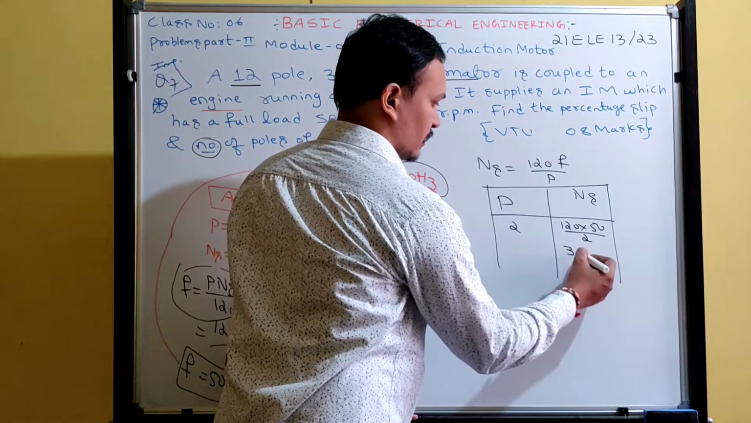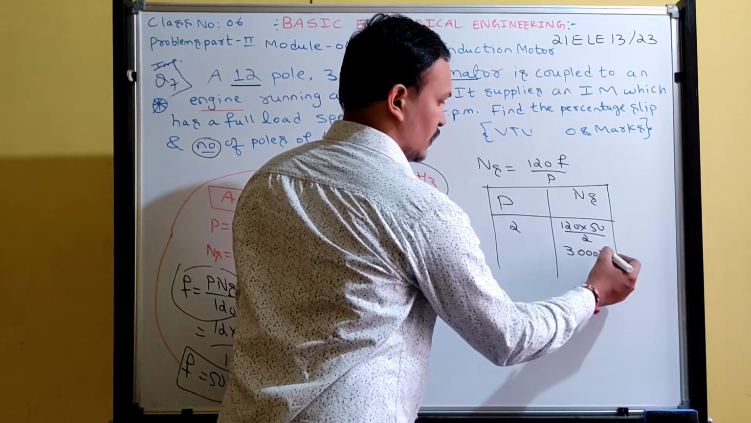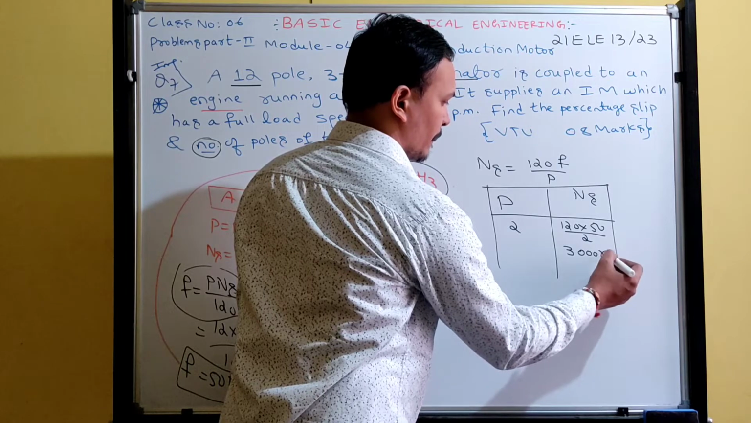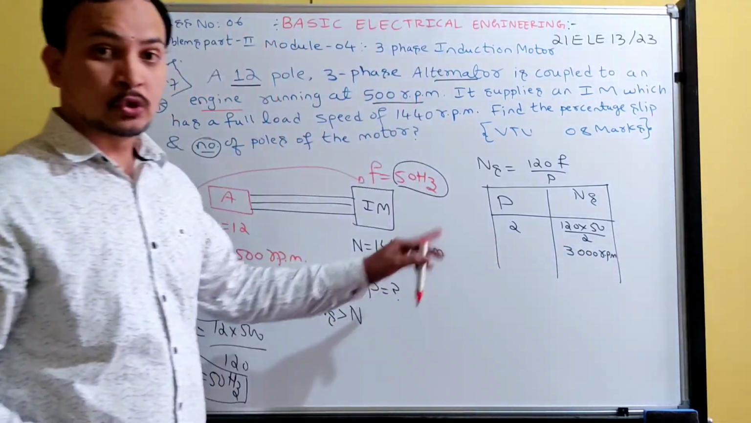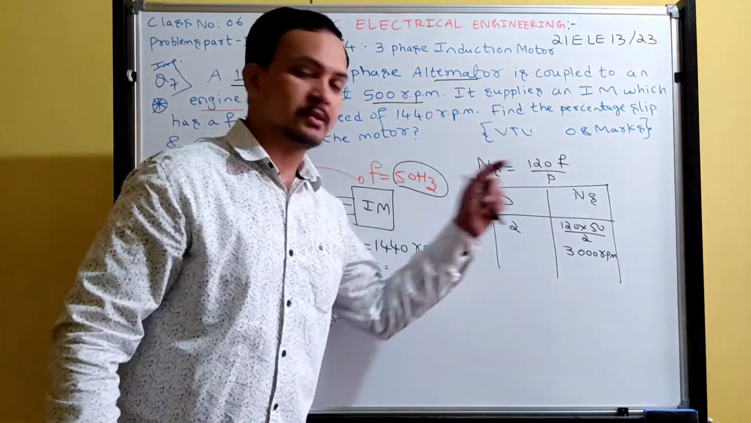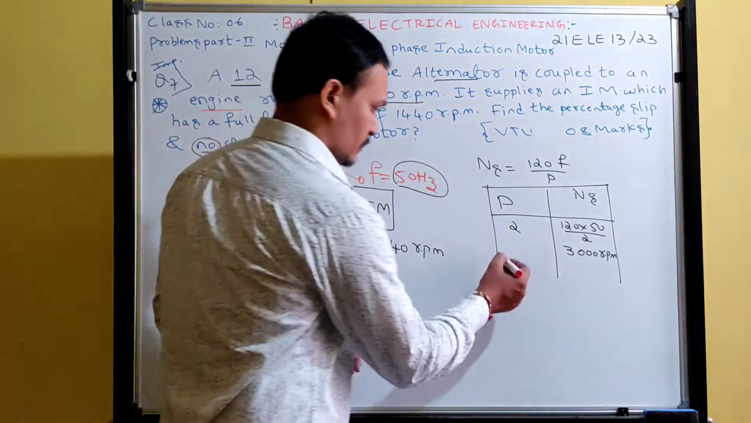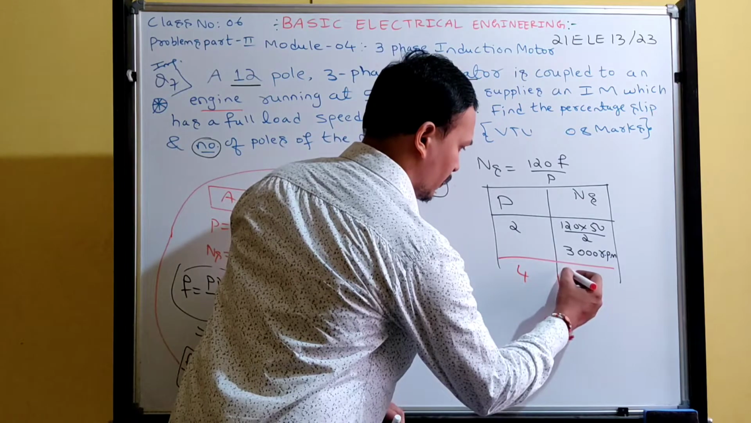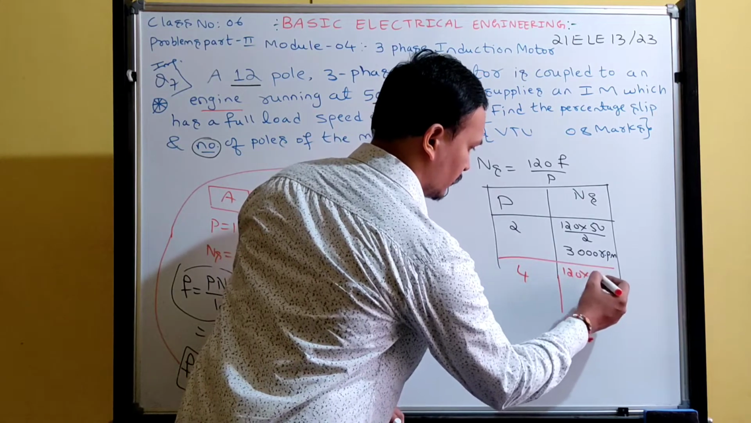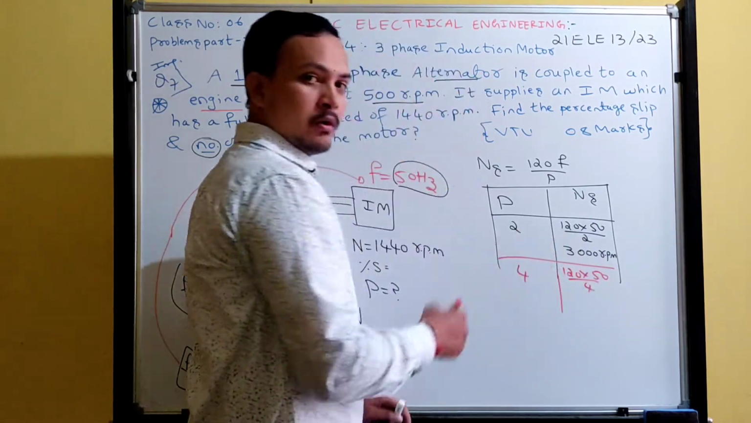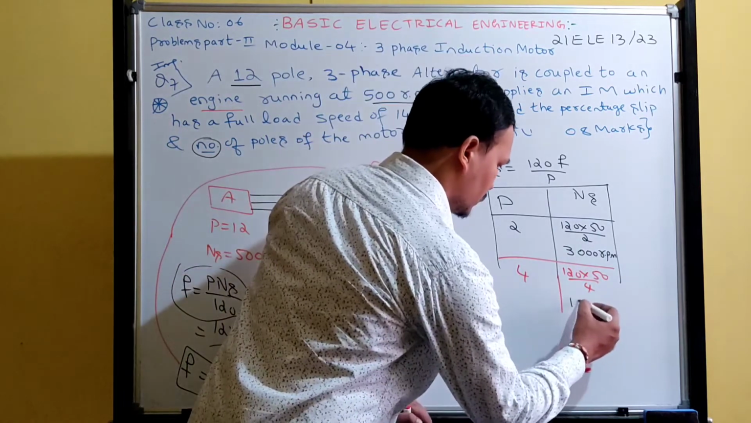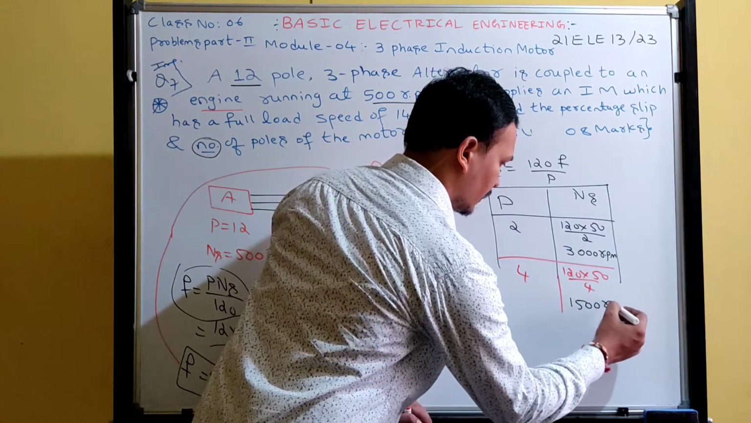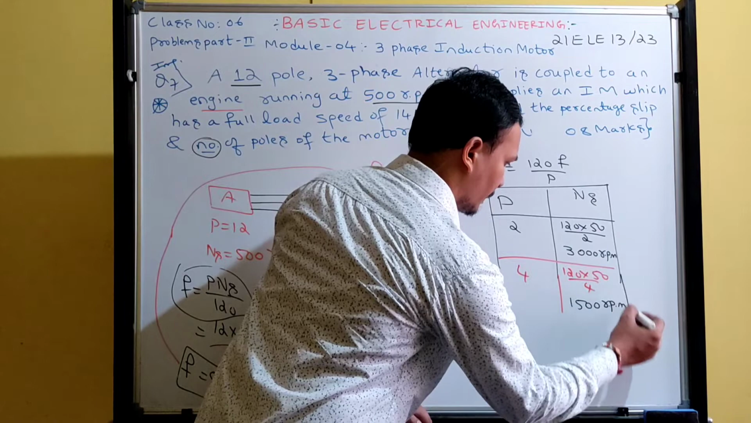What is the speed you will get? You will get 3000 RPM. When it is 2 poles, what is the value of NS? 3000 RPM. So fine. Next you take 4 poles. When it is 4 poles, 120 into 50 divided by number of poles 4. So when it is 4 poles, we get 1500 RPM.